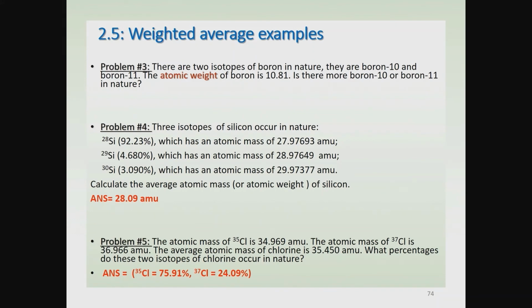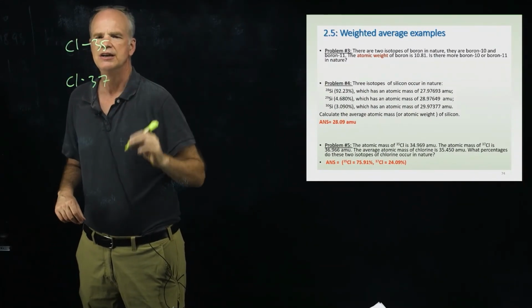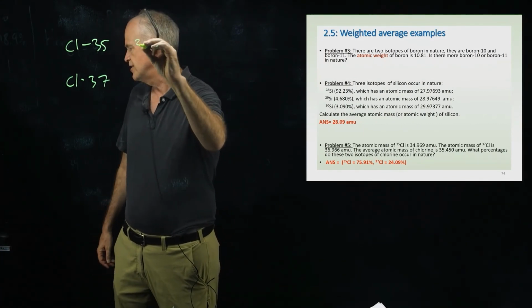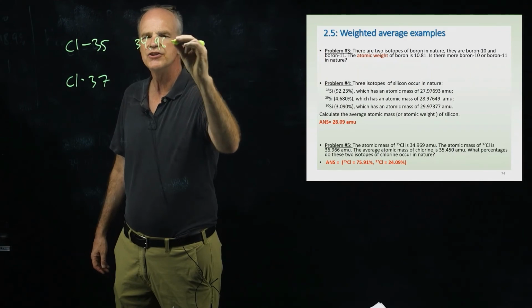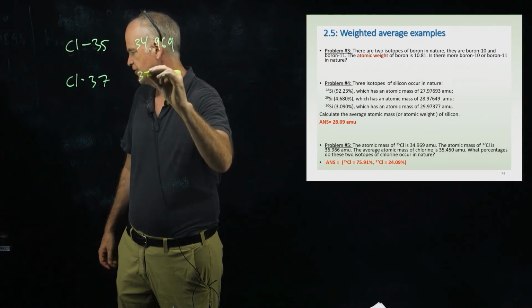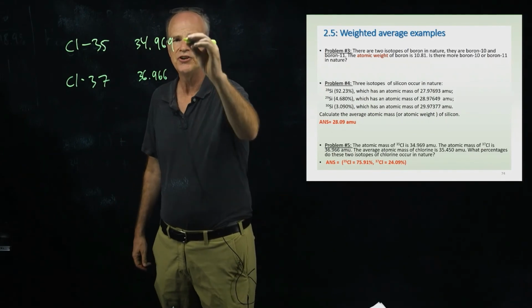Okay, so this is an interesting problem because now you're not trying to figure out the average atomic mass or the atomic weight of chlorine. You're given that information. You're trying to go back to figure out the percentages of the individual isotopes. So let's go ahead and set up the problem here. So we have chlorine 35 and chlorine 37. So let me write out the atomic masses here. So for chlorine 35, it is 34.969. And for chlorine 37, it's 36.966.